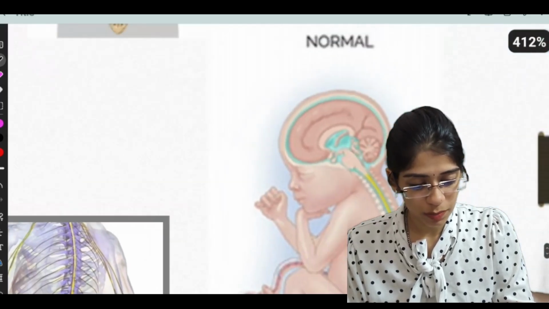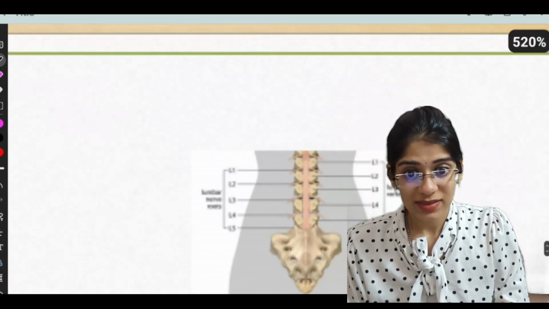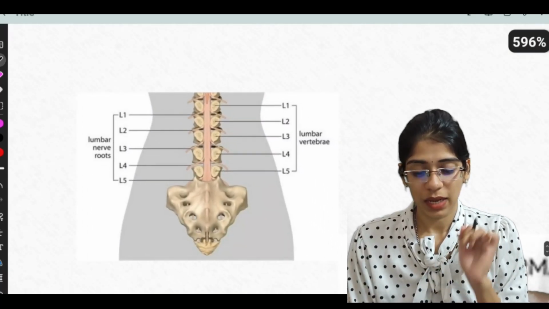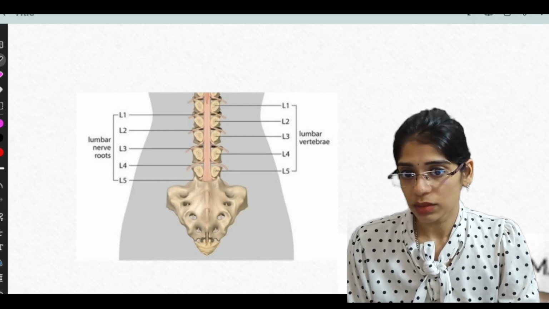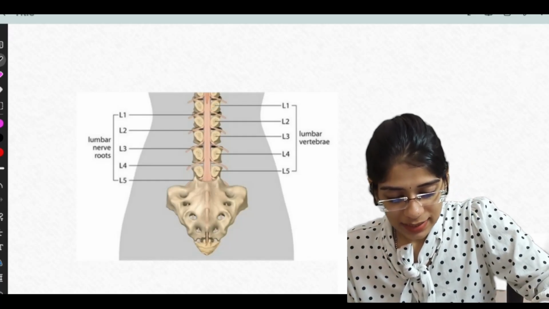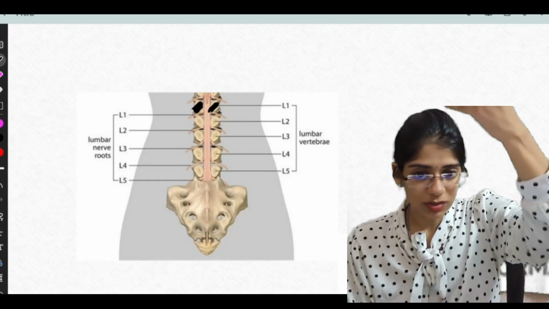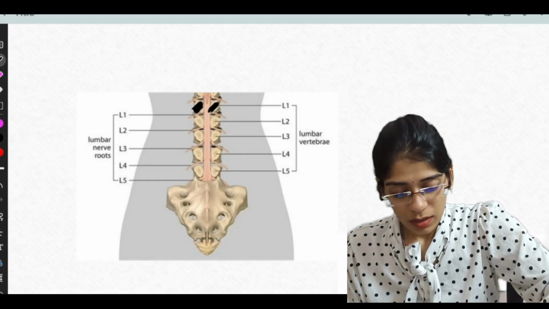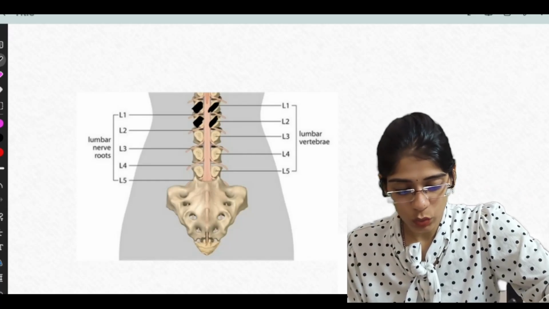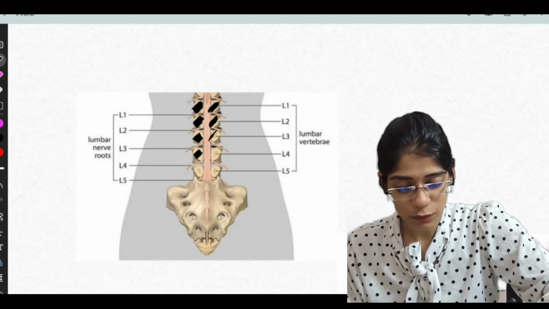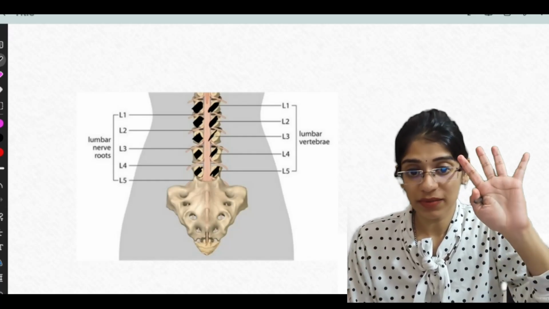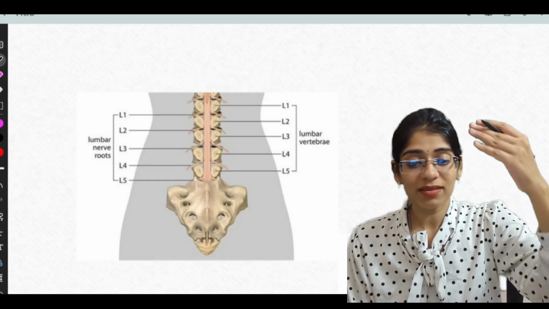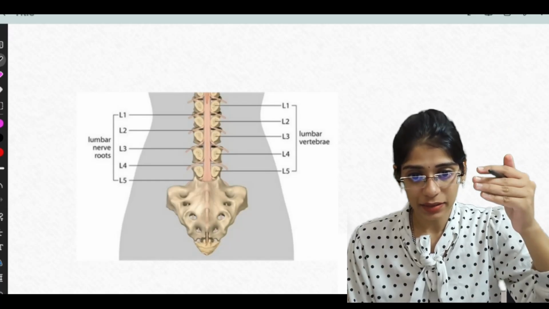So let me show the picture first. See, this is a picture of lumbar vertebrae. You can see that it's a cross section. Okay, so this is L1, that is lumbar vertebrae 1. This one is lumbar vertebrae 2, this is 3, this is 4, and this is lumbar vertebrae 5, right? Now the question here is, where does the spinal cord end?